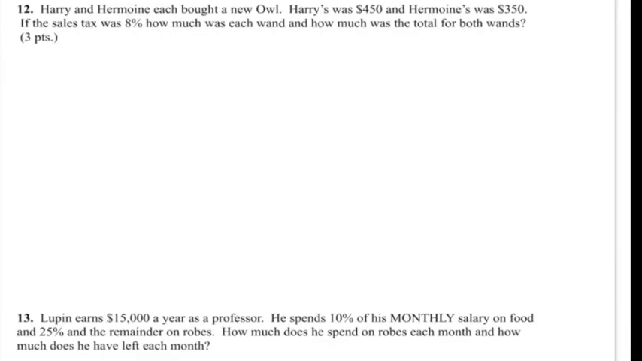Next one has a typo I told you guys about. So it says Harry and Hermione each bought a new owl. Harry's was $450 and Hermione's was $350. If the sales tax was 8%, it should say how much was each owl, not wand. That's a typo.